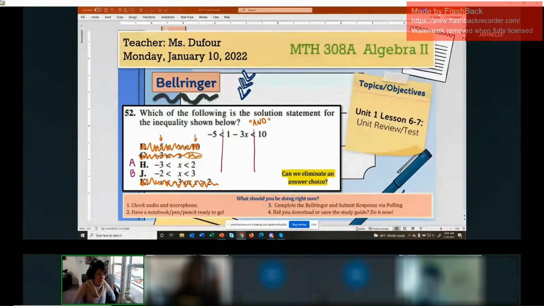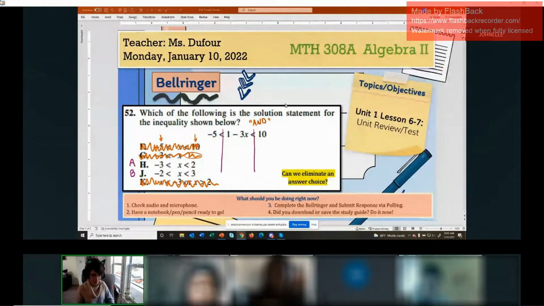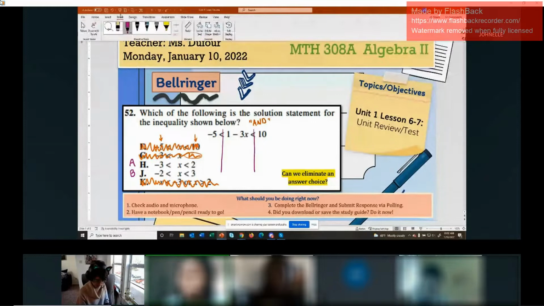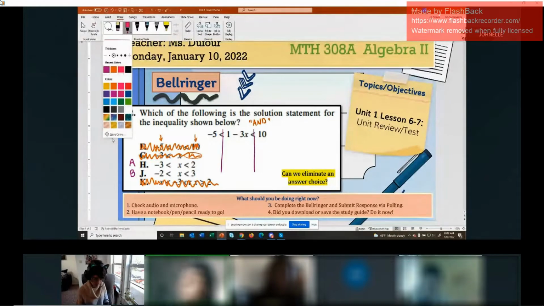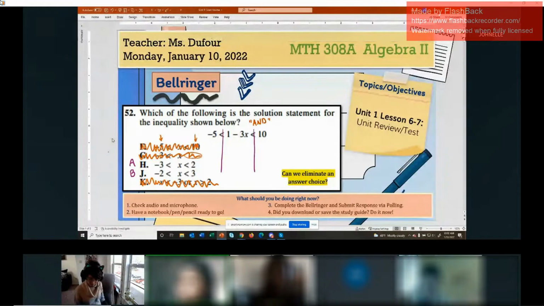If you want to walk us through the steps of solving this bad boy, I will write as we go as you walk us through it. So what should be our first step? Go ahead. Okay, so I have a second computer with my work over here. What I first did was I subtracted 1 from all 3 sides so we can get the negative 3x now by itself. And so you should have negative 6 is less than negative 3x, which is less than 9.